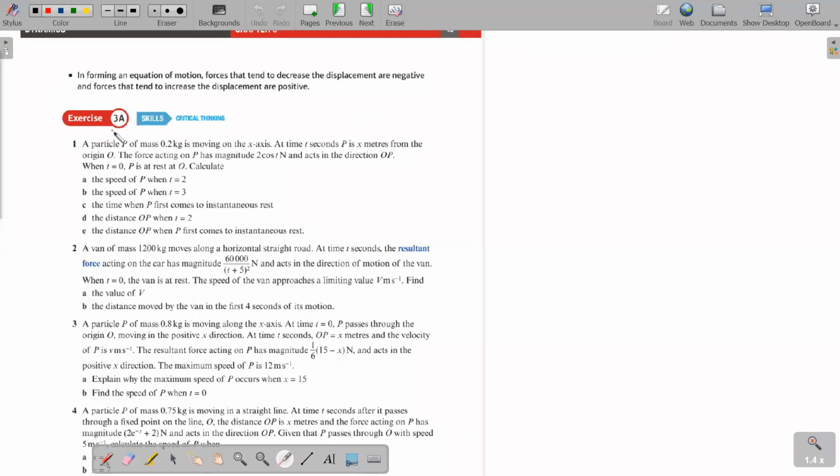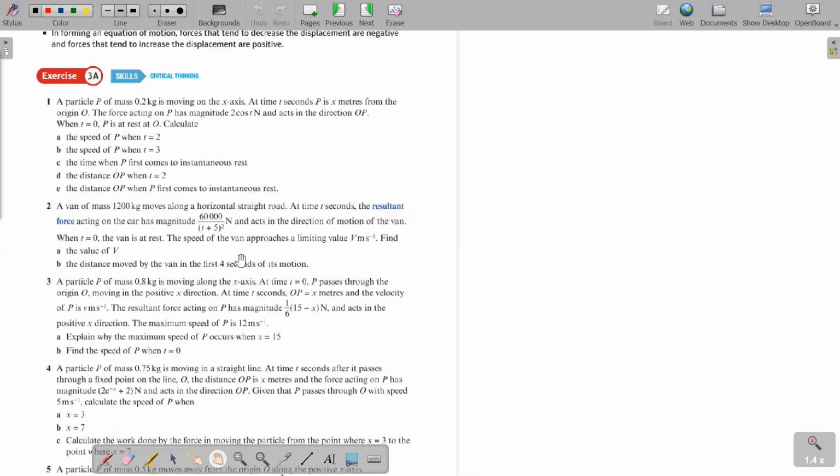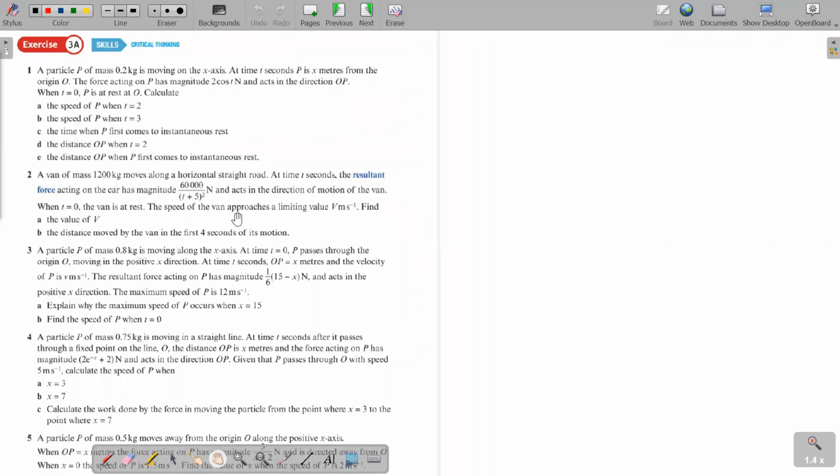Okay, so moving on to exercise 3A, question number 1. A particle P of mass 0.2 kilogram is moving on the x-axis. At time t seconds, P is x meters from the origin O. The force acting on P has magnitude 2 cos t Newton and acts in the direction OP. Do you see what's happening here? So you have a particle of mass 0.2 kilogram. Let's note down everything. The mass is 0.2 kilogram.